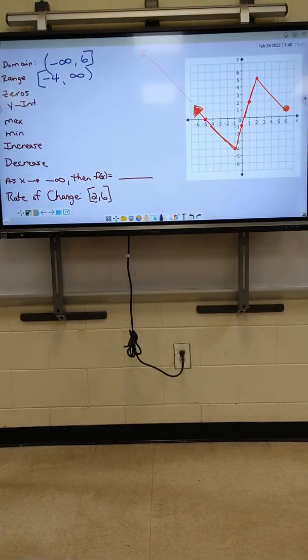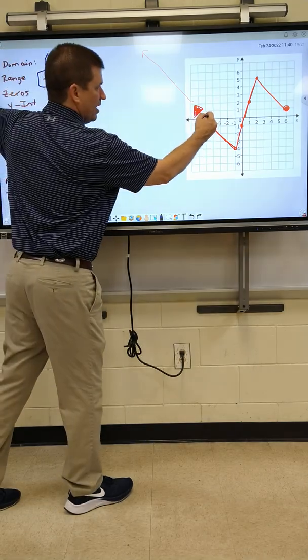All right, so Justin, what does it mean when it says zeros? Yeah, I don't know what to tell you. X-axis. All you gotta do is look and see where it hits the x-axis.